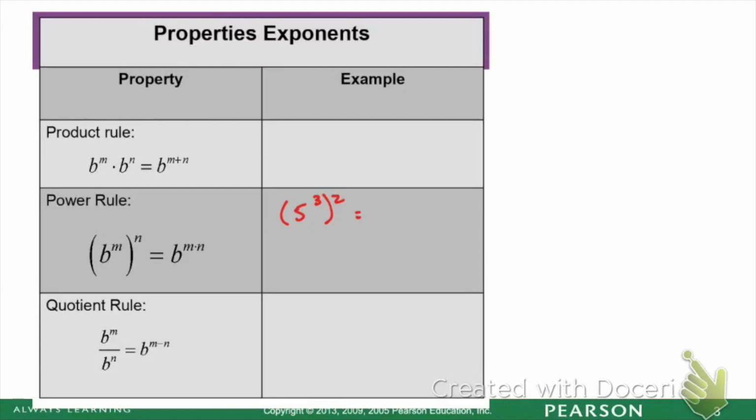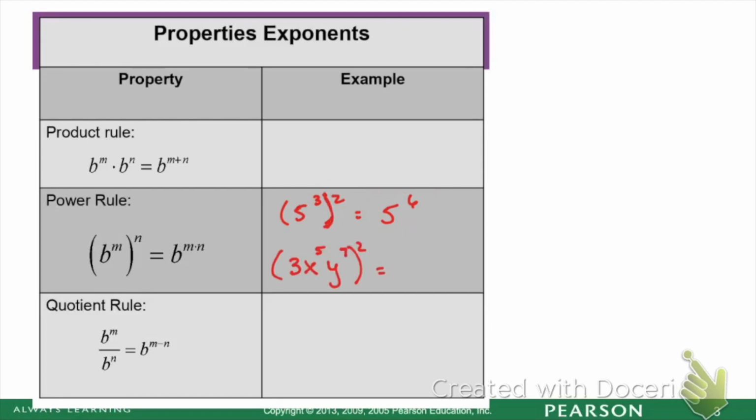So here's an example of the power rule. I have a base of 5 raised to an exponent of 3 raised to another exponent of 2. So I have an exponent inside and outside of the parentheses. I multiply those. So that's going to be 5 to the 6th power. And that's your answer right there.